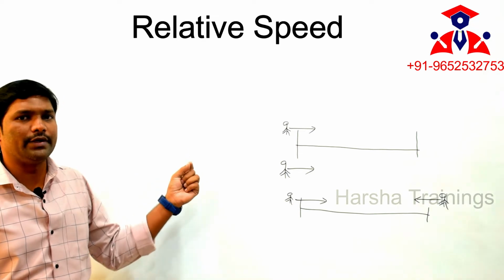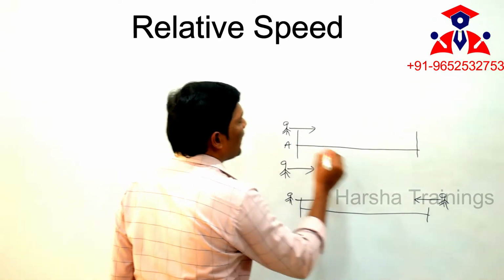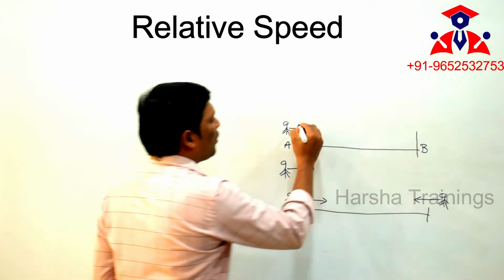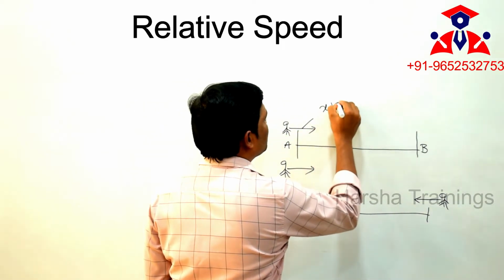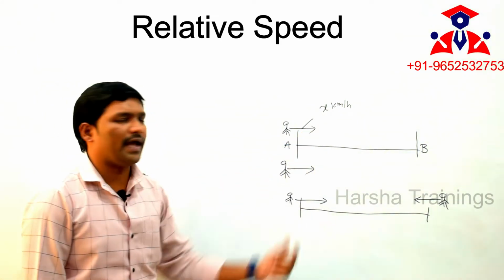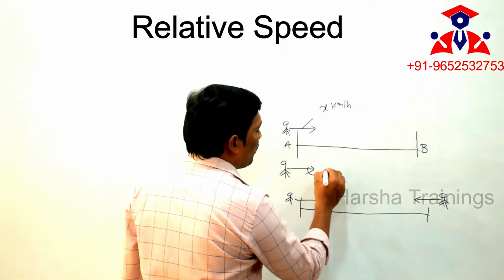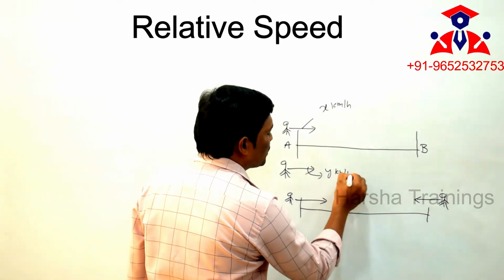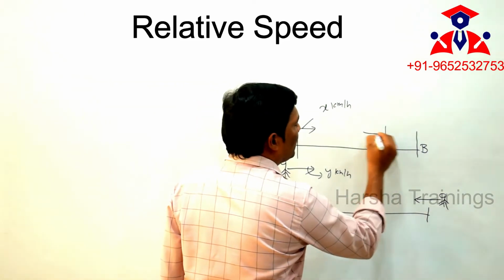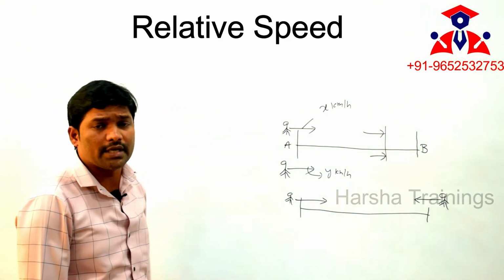Relative speed. Okay, relative speed. For example, guys, one person moving city A to city B with the speed of x kilometer per hour. Another person also moving city A to city B with speed of y kilometer per hour. So find the relative speed. Two persons are moving in the same direction or opposite direction, guys.